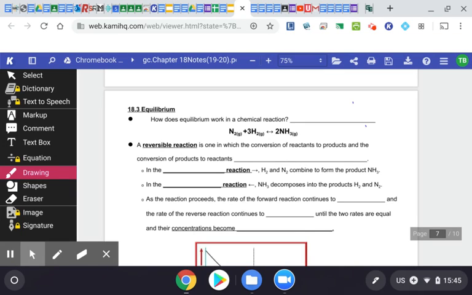It works with something called reversible reactions. This is a new idea that we have not looked at before. A reversible reaction we can see is occurring because of this double-sided arrow that you see there. So the reaction can go both directions. A reversible reaction is one in which the conversion of reactants to products and the conversion of products to reactants occur at the same time.